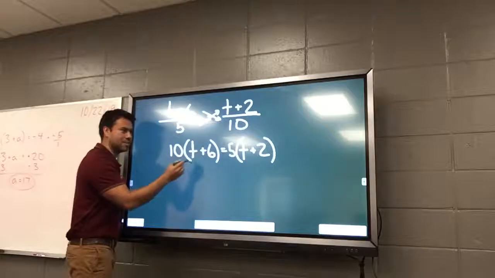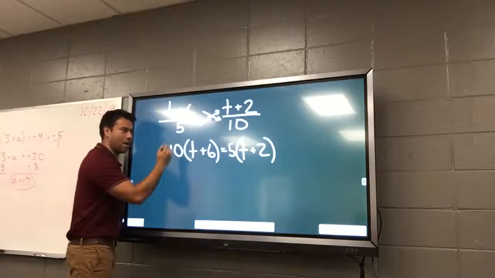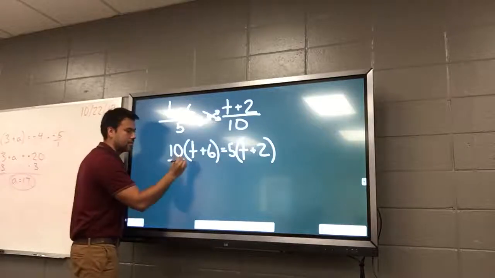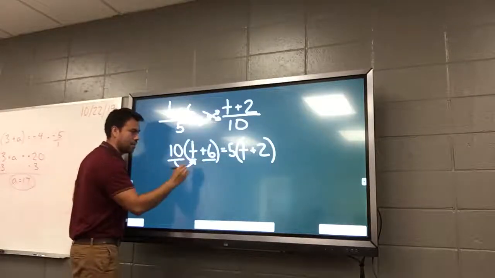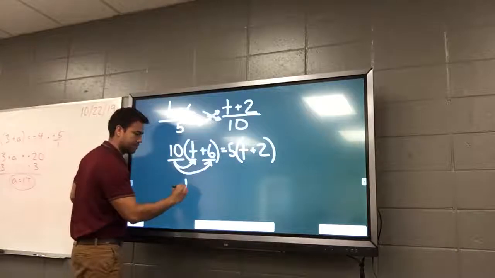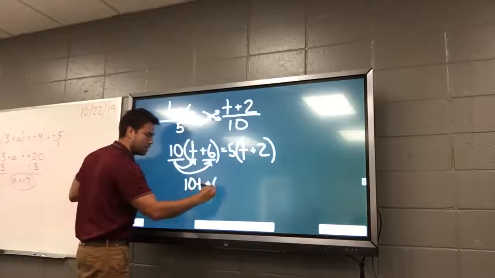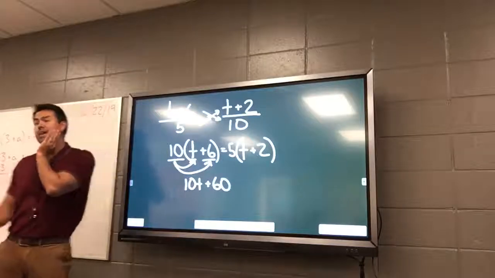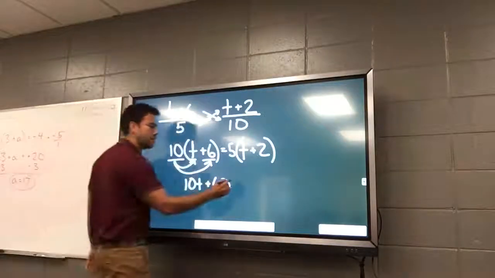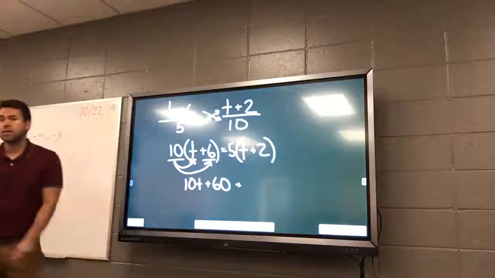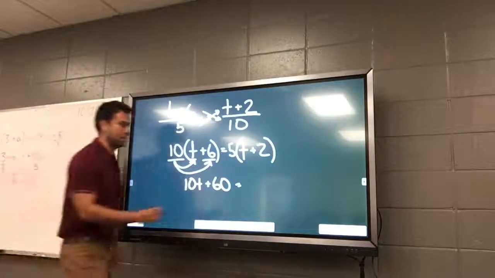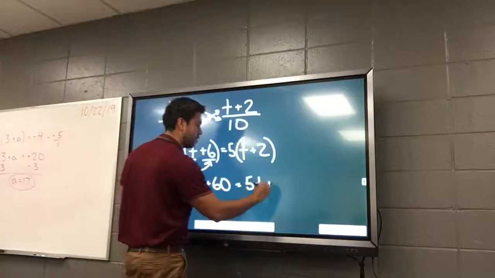Somebody help me out, please. What property? Yeah, what's 10? 10 times t. And then 10 times 6. So 10t plus 60. Can somebody tell me what I get on the right side after I apply the distributive property? 5t plus 10.